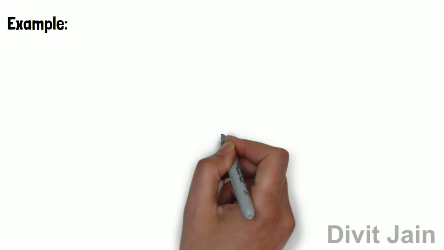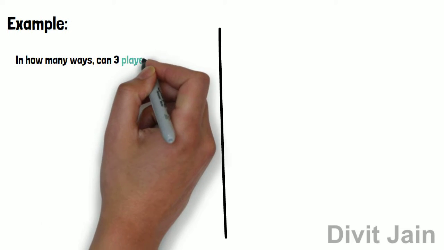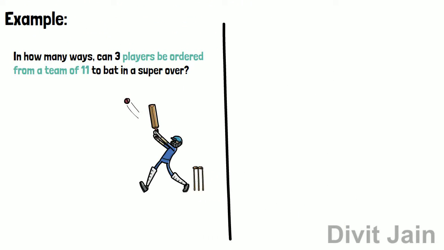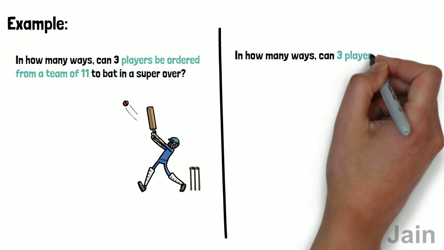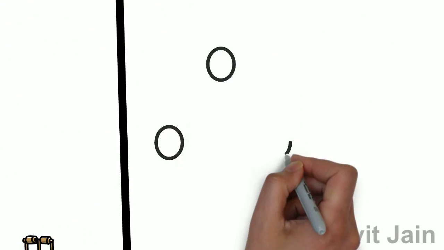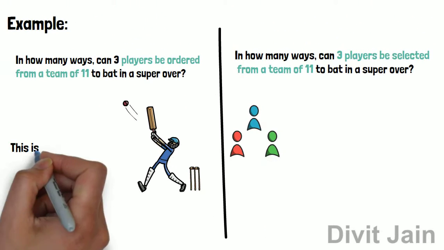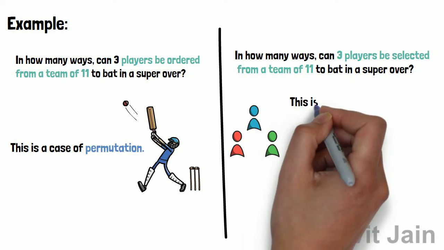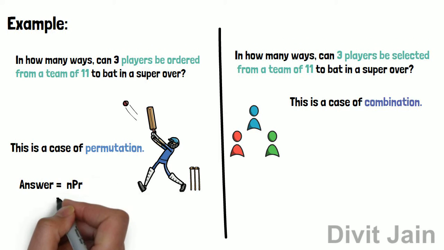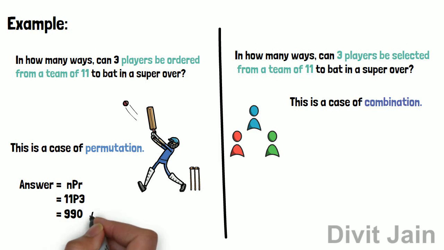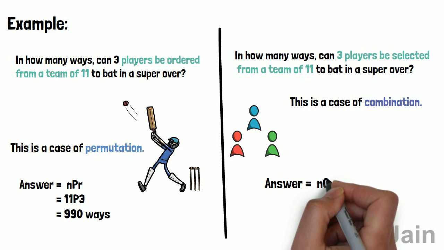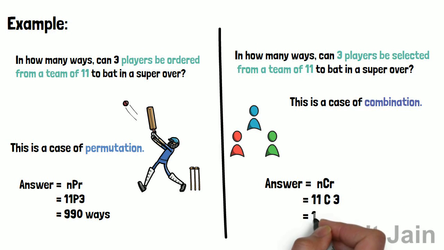Let's take another example. In how many ways can 3 players be ordered from a team of 11 to bat in a super over? And let's take another variation of this question. In how many ways can 3 players be selected from a team of 11 to bat in a super over? This is a case of permutation. This is a case of combination. The values of n and r are 11 and 3 respectively. If we put these values in the formula, the answer will be 990 ways, and for the combination it will be 165 ways.